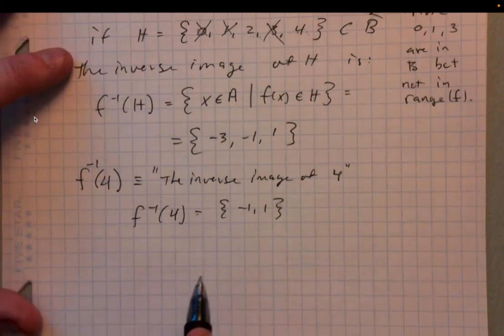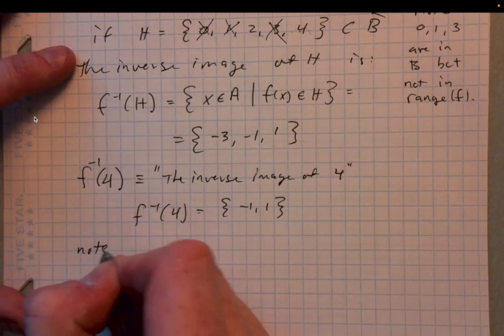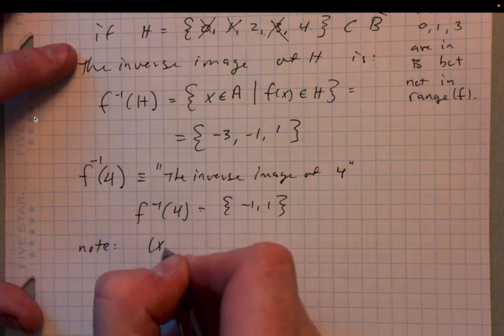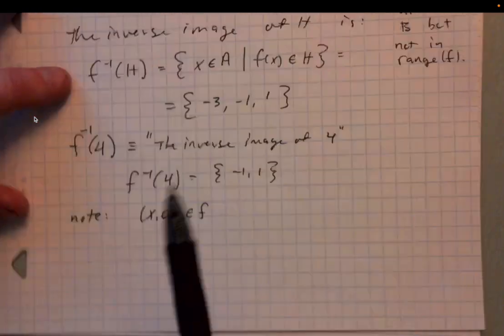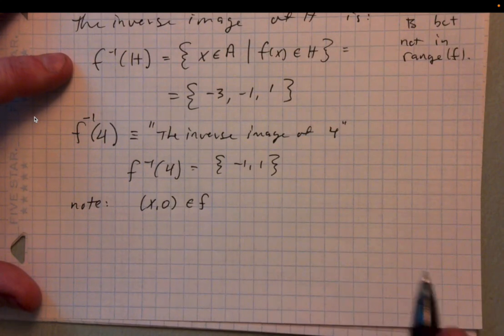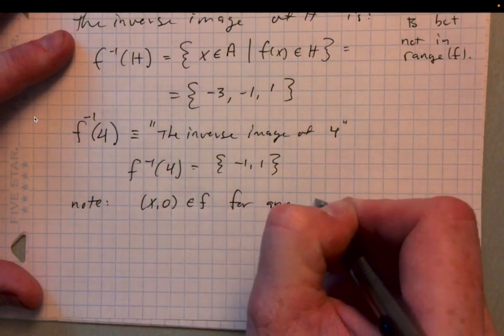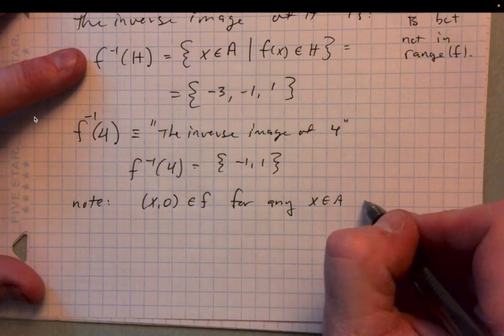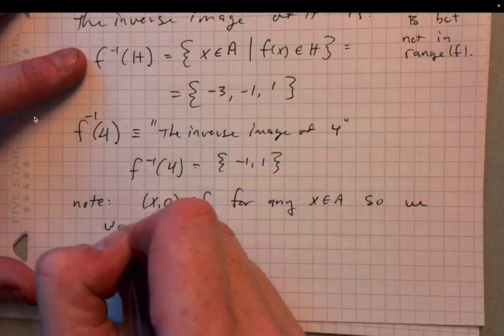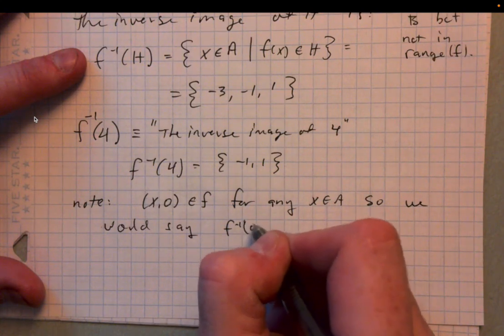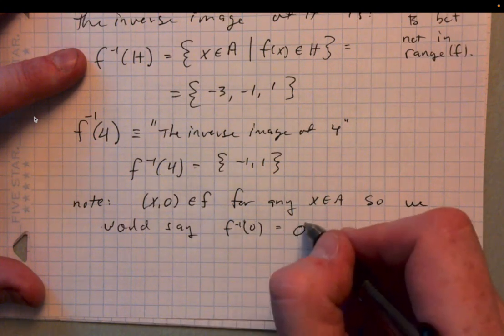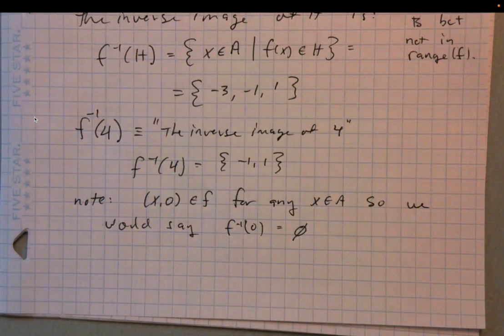Right. And so as we already said, we want to make sure to emphasize this note. X comma 0 is not in F, right? So here we were trying to look for something that maps to 0. X comma 0 is not in F for any X in A, right? And so we would say that the inverse image of 0 is equal to the empty set. Zero's in the codomain, but it's not part of the range. And so the inverse image of anything that's not in the range of F is the empty set.